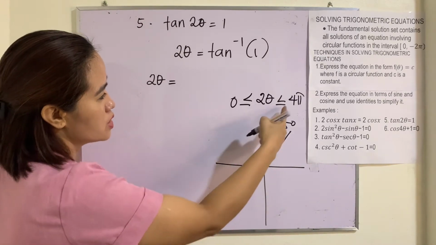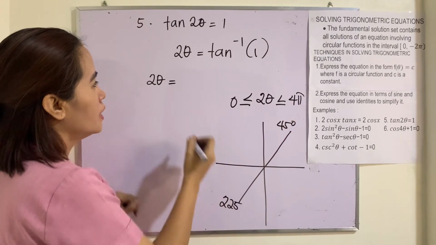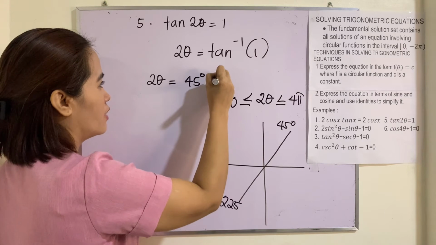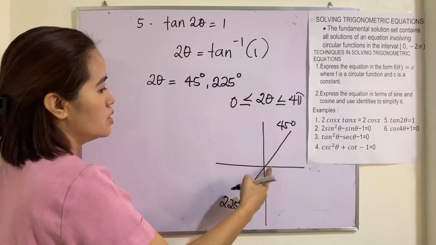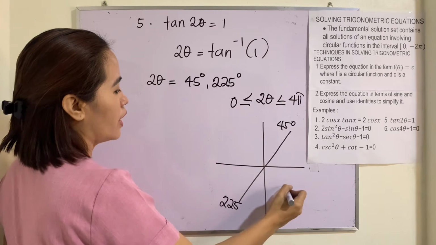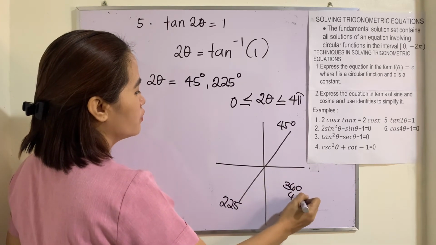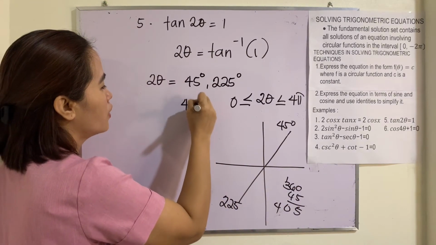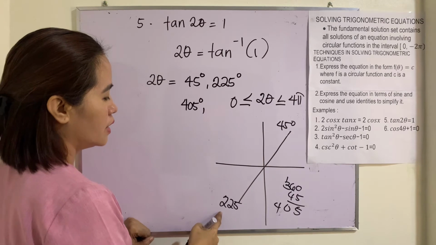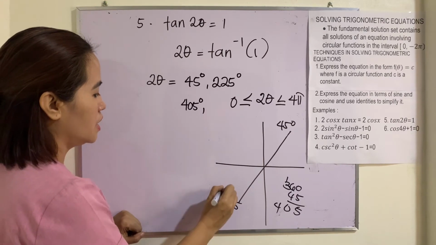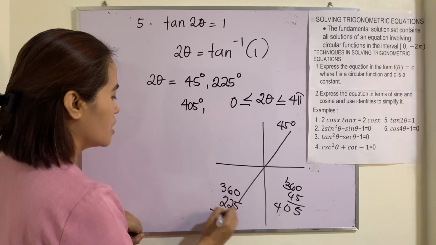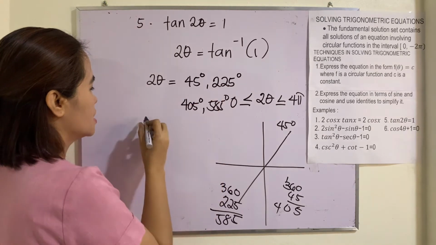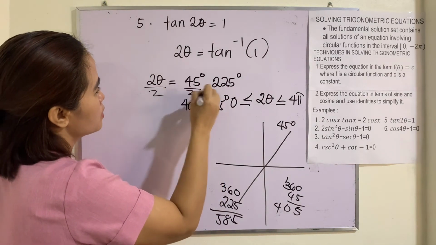And another term, since this one is 4 pi, so this is 45 degrees and then we have 225 degrees. So this one is 360 plus 45, that is 405 degrees. And then this one is, of course, 225 plus 360. This one is 585 degrees. You divide everything by 2.